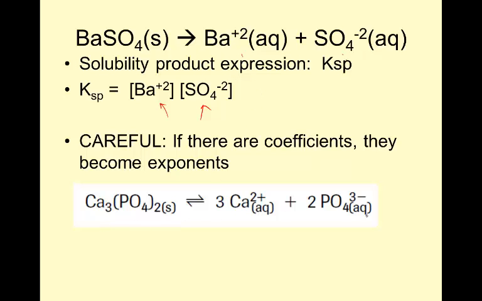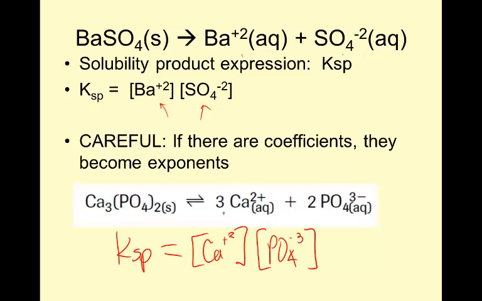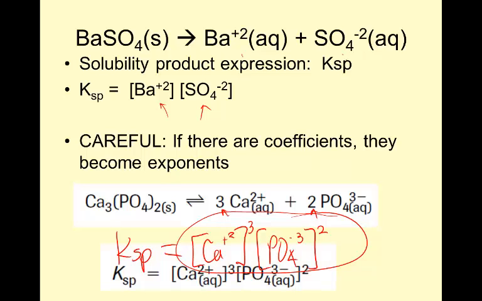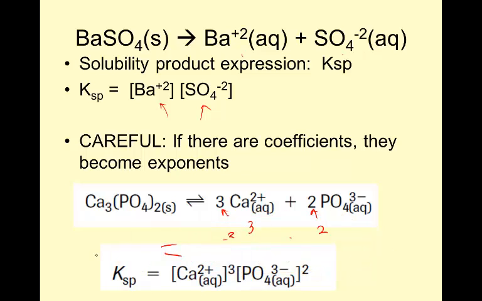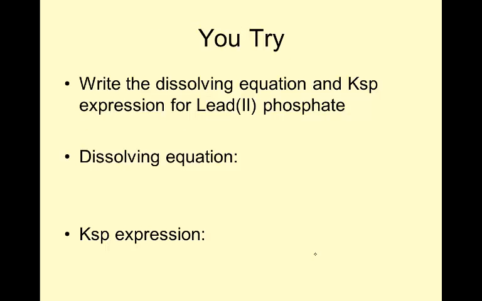So here's another dissolving equation. The calcium phosphate dissolves into calcium ions and phosphate ions, so we need to write a KSP expression. So we take the concentration of the calcium ions times the concentration of the phosphate ions, and this coefficient becomes the exponent for calcium, and this coefficient becomes the exponent for phosphate. So this calculation, if we knew those concentrations, would provide us the KSP for calcium phosphate. Okay? I'll write that so you can see it. Alright? So why are there exponents? Because they're coefficients. Alright? Okay, so you try.